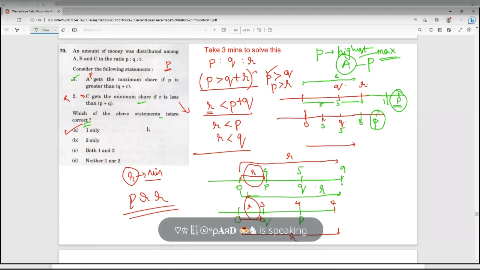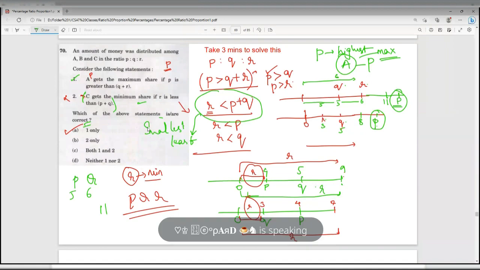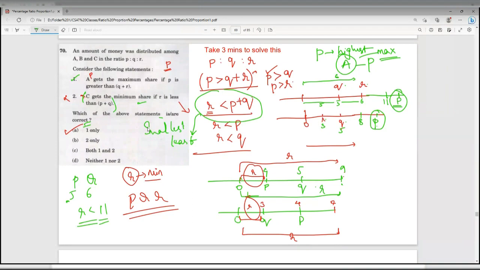Okay sir, okay. This is just a statement. This is not true. They are asking if R is less than P plus Q, is R the least number? Is R the smallest number? Even let's say R is less than P plus Q. For example, let P be 5, let Q be 6. P plus Q is 11. Now they are saying if R is less than 11, is R less than 5 also? That you cannot say. You just know that R is less than 11. But you cannot say R is less than 5 or 6 or anything.